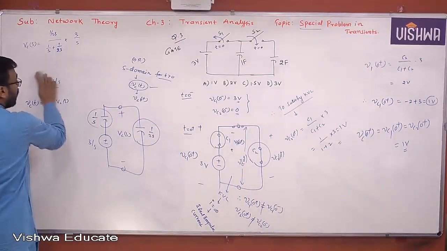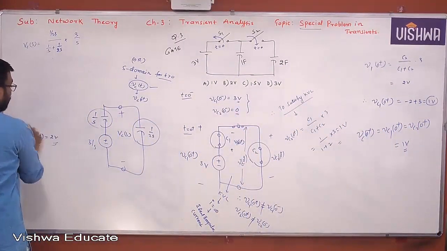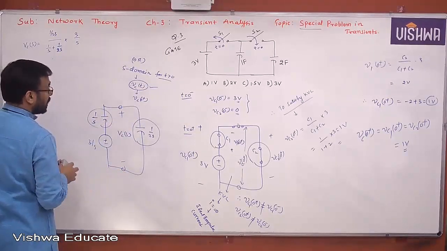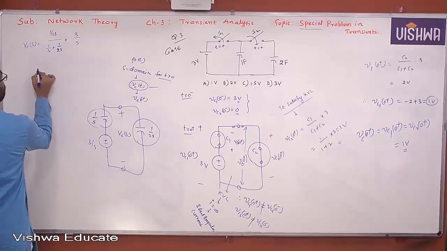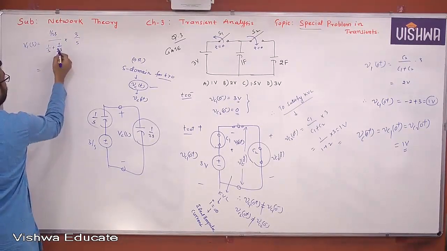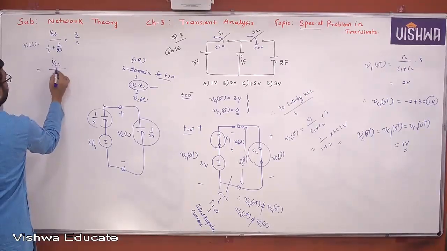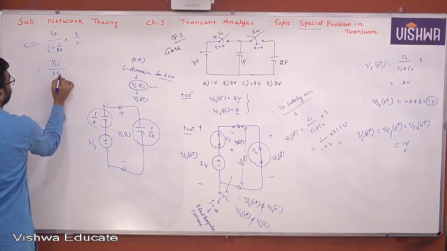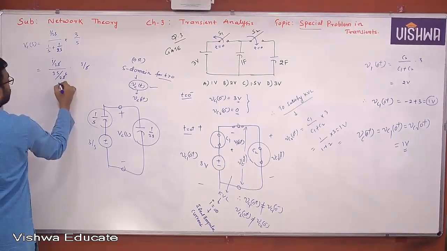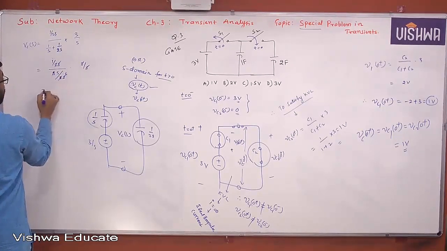Because we have written that capacitive reactance is 1 by Cs, right? So already 2 farad is there. 1 by Cs means 1 by 2S. So what do you get here? The 2S into S gets cancelled, and you get 3S by 2S square into 3 by S. So S and S get cancelled, 2 also gets cancelled, 3 gets cancelled. Finally you are left with 1 by S.